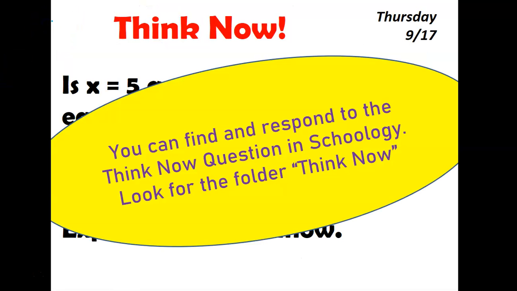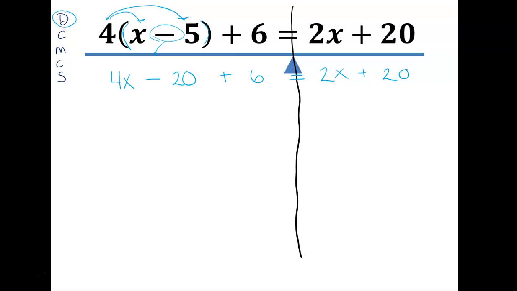Now, I know I'm done with my distribution step because I'm looking at this and I don't see any more parentheses. If I still saw parentheses, I would know I had another distribution to do. But there was only one, so I should be good to go. All right, combine.